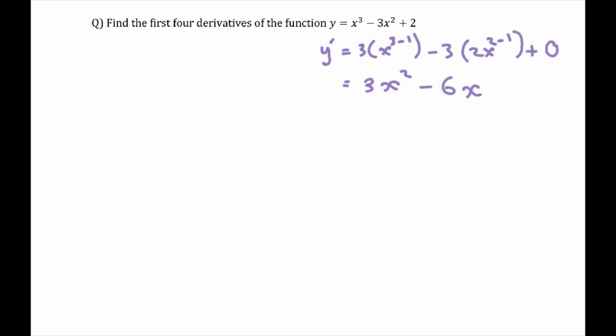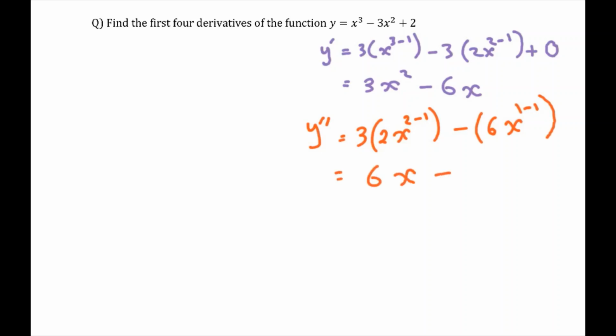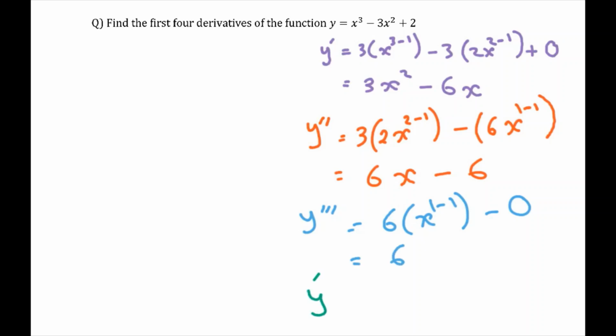Now, the second derivative is basically 2 times 3x to the power of 2 minus 1, minus 6x to the power of 1 minus 1. And that's going to be equal to 6x minus 6. The third derivative equals 6x to the power of 1 minus 1, minus 0, which is equal to 6. Finally, the fourth derivative, this is a constant, so it's going to be 0. Okay, guys?